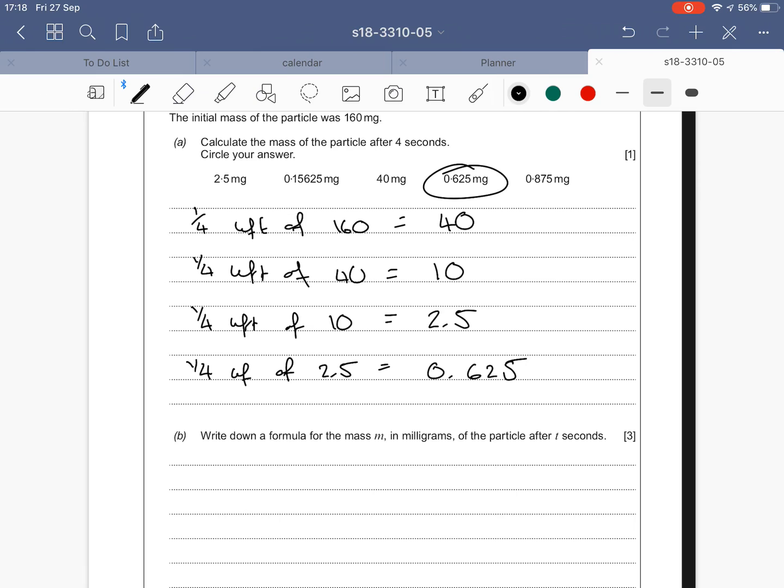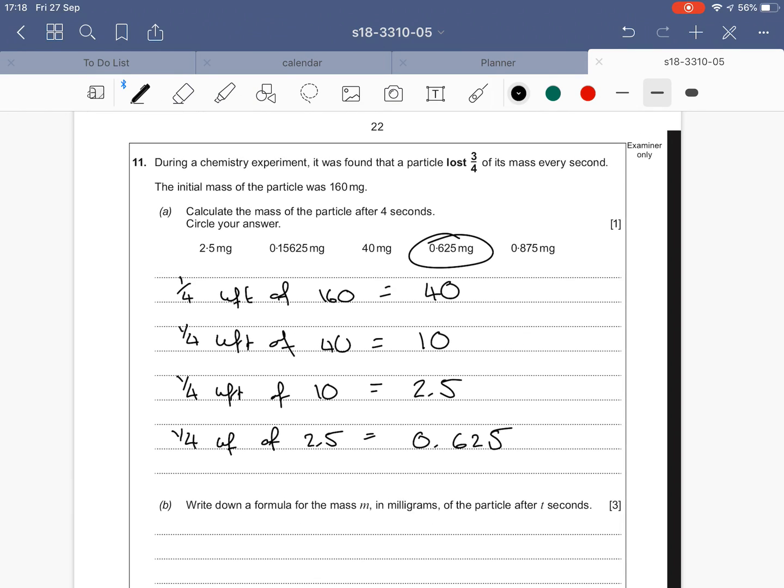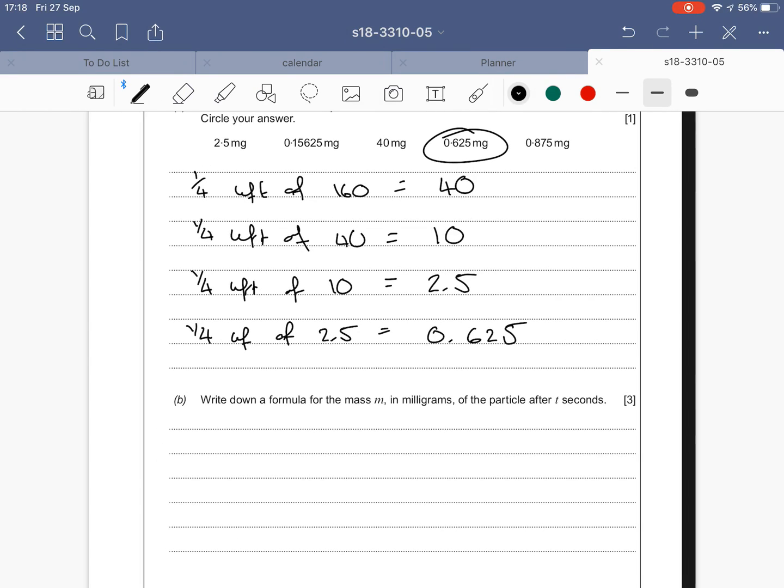Write down a formula for the mass m in milligrams for the particle after t seconds. Well, this is basically like compound interest, so I would say the mass, because that's what we're working out, is going to be: I started with 160, I want 0.25 of it each time, so 0.25 to the power of however many times I'm doing it, t.